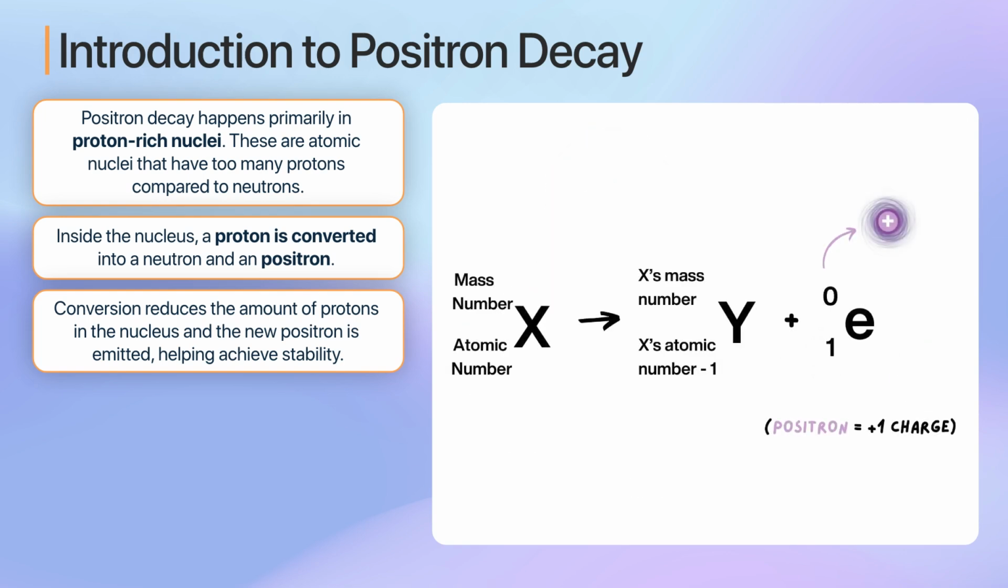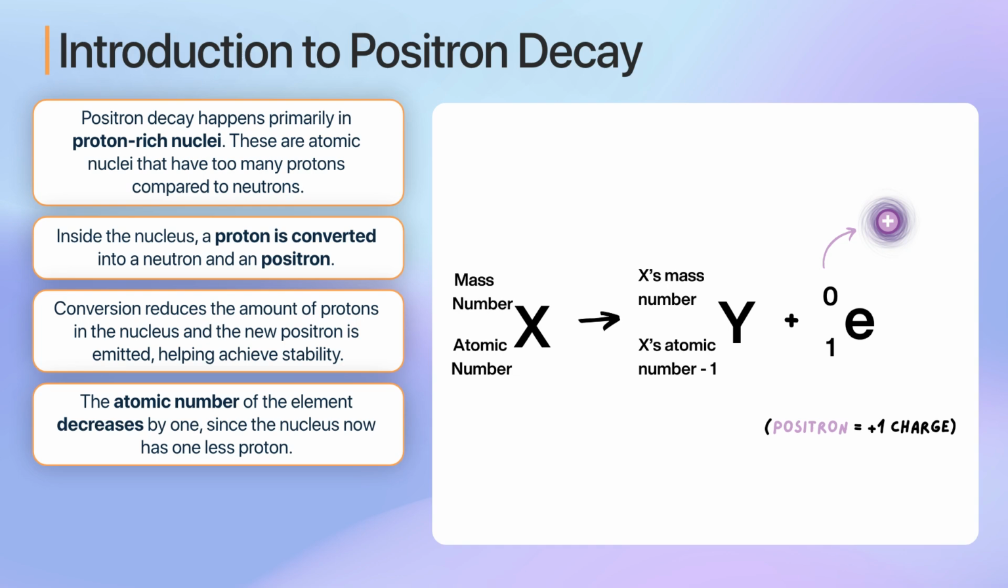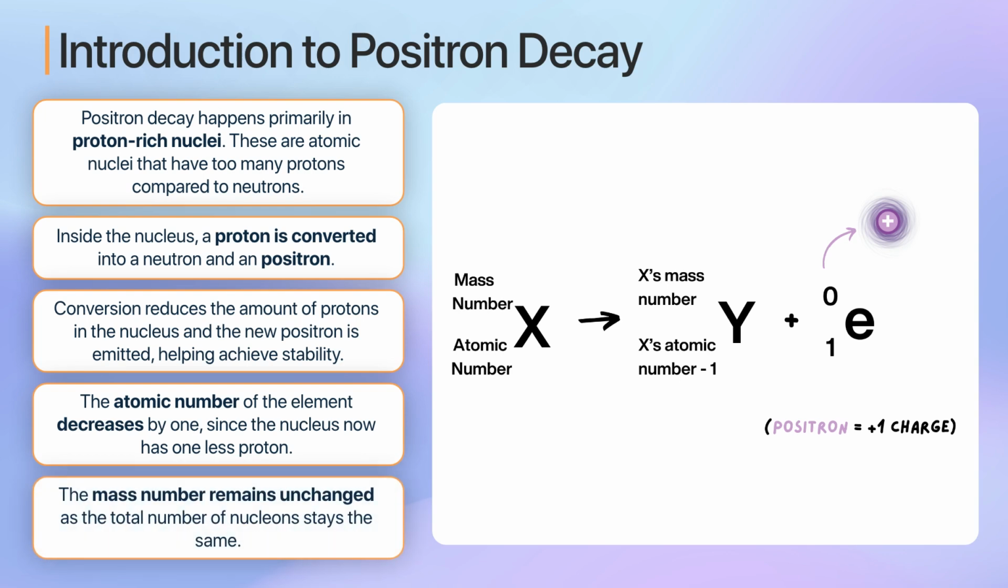As a result of the proton to neutron conversion, the atomic number of the element decreases by 1, since the nucleus now has one less proton. However, the mass number remains unchanged because the total number of nucleons, protons, and neutrons, stays the same. By converting a proton into a neutron and emitting a positron, the nucleus moves toward a more balanced proton to neutron ratio, which is essential for nuclear stability.